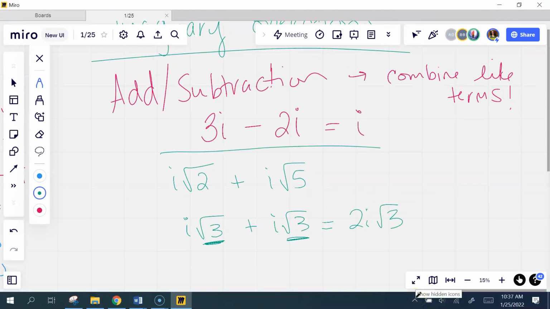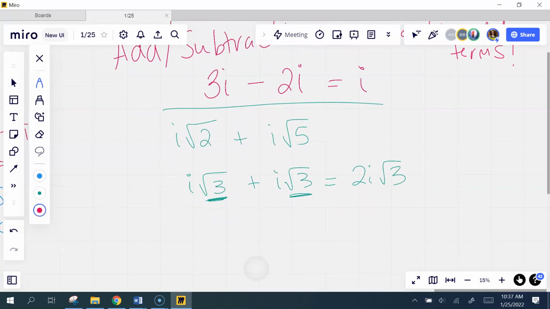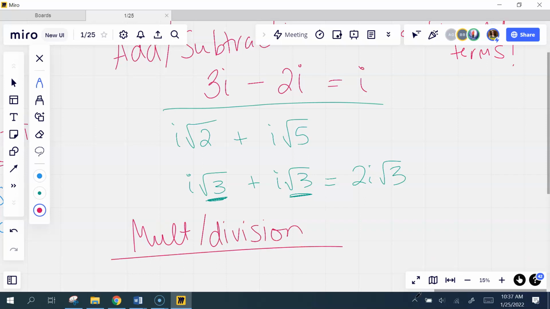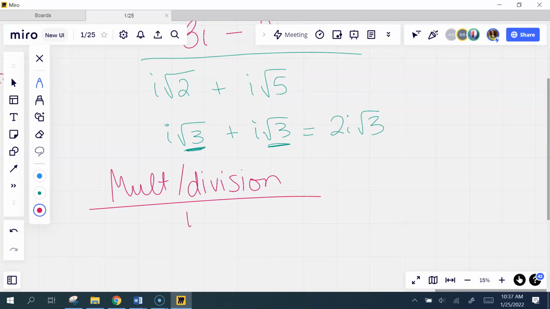But as far as whole number, just pure imaginary numbers like that, I just combine them just like I do like terms. Multiplication and division is going to follow the same type rules. Make sure you look for your i iterations. What does that mean when I say look for iterations of i?